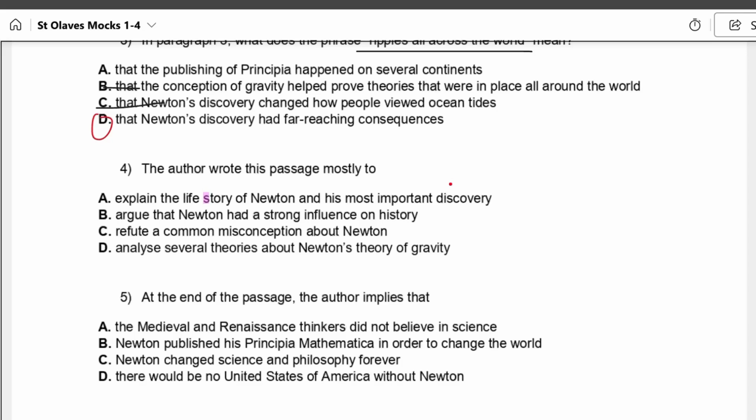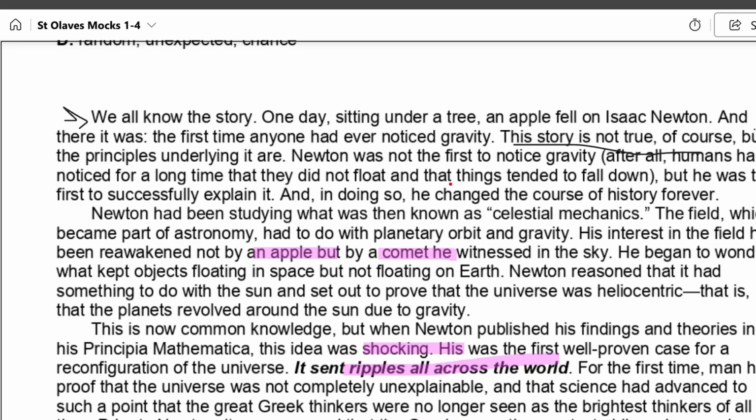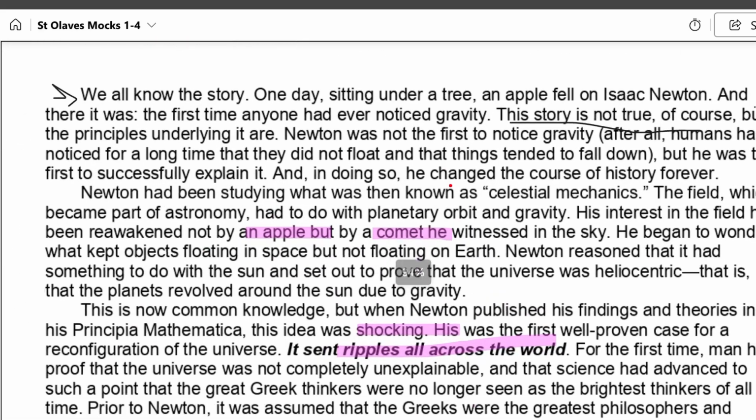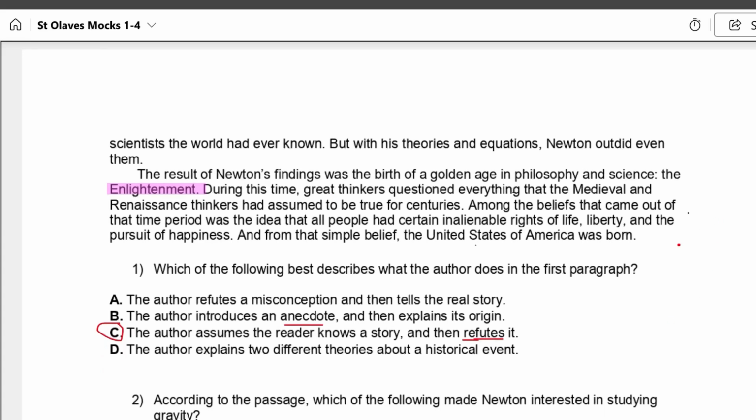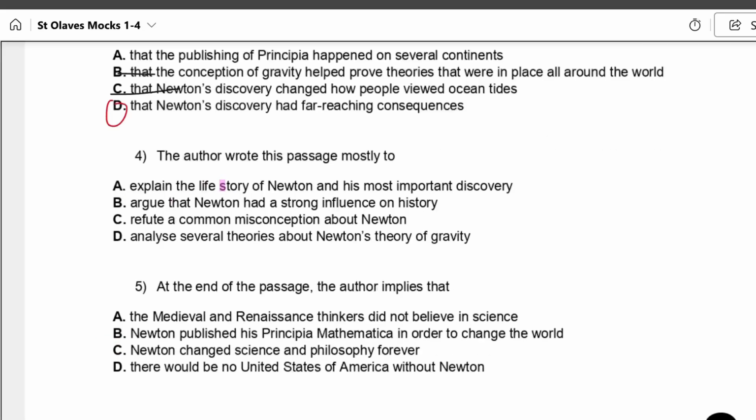Question 4, why did the author write this passage? He wrote it mostly to... From the whole of the text, we are centered on Newton and his most important discovery of gravity. And though it does talk about other things, it's in a tiny section at the end of the paragraph. It's sort of just saying that this is also some stuff that was born of the period. So the author most likely wrote this passage not to just simply refute the common misconception, otherwise the author could have just refuted it and gone, but he went into a lot of depth about why this discovery was so important. Therefore, A would be the answer.